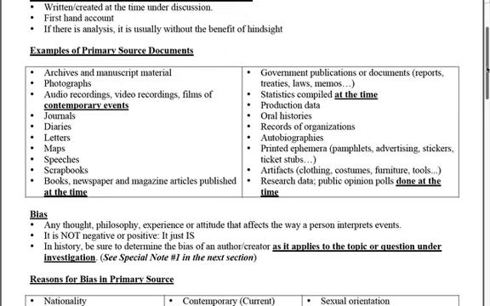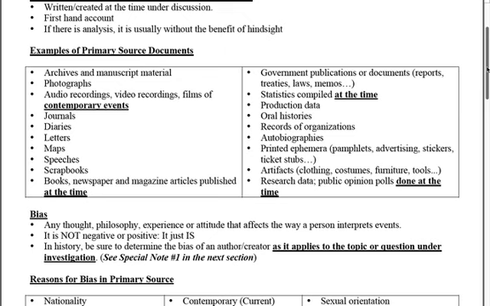Photographs, audio recordings, video recordings, or films of contemporary events, journals, diaries, letters, maps. Maps can also be a secondary source, and I will discuss that in just a few minutes when we talk about secondary sources. Speeches, books, newspapers, and magazine articles published at the time.